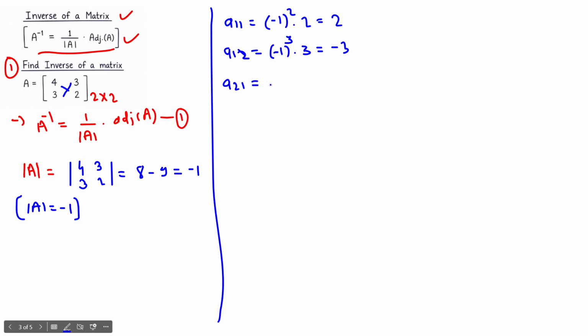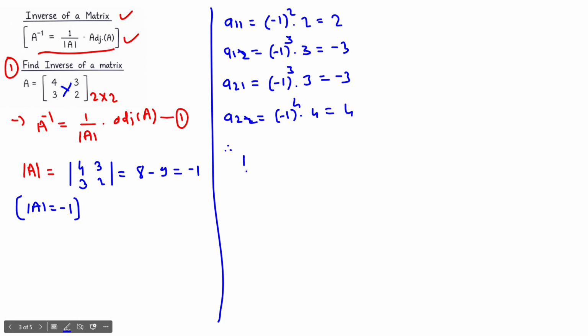Then find A21, that is minus 1 raised to 2 plus 1, which is 3. A21 means the opposite value of 3 is again 3, so it is again minus 3. And finally A22, that is minus 1 raised to 2 plus 2, which is 4, into the opposite value of 2, which is 4. So here I am putting 4. Minus 1 raised to 4 is plus 1, and 1 into 4 is 4.